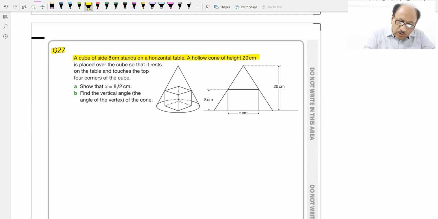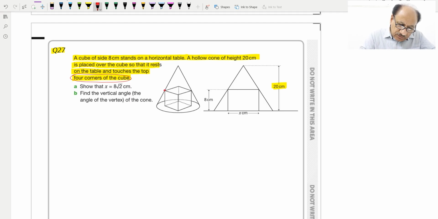A hollow cone of height 20 centimeter. The perpendicular height of this cone is 20 centimeter, which they have shown over here, and it is placed over the cube so that it rests on the table and touches the top four corners of the cube. So four corners of the cube are touching. This is a very important part.